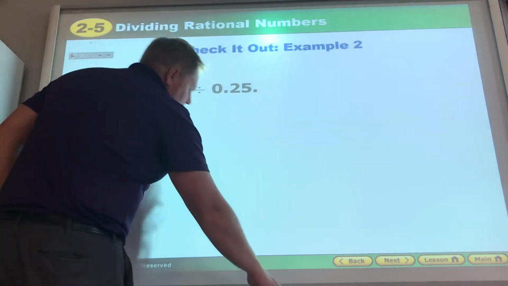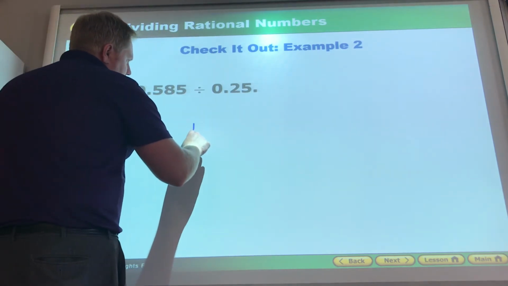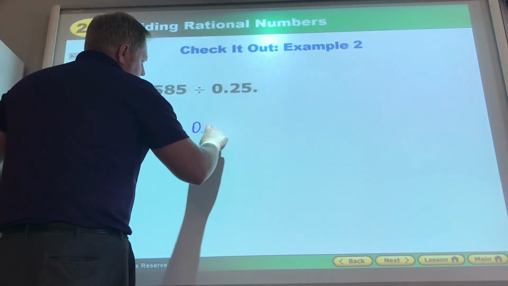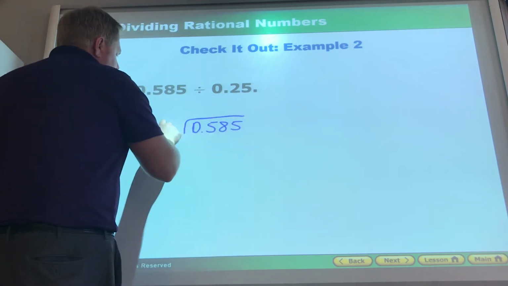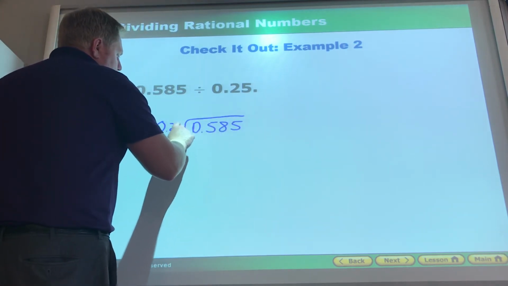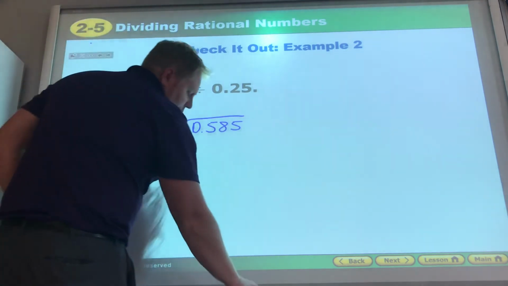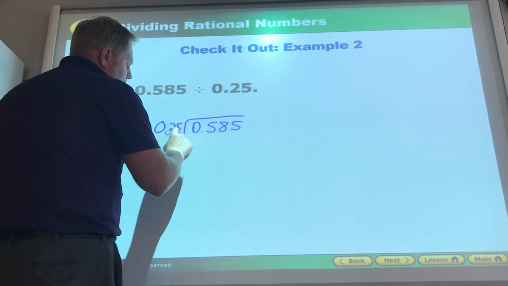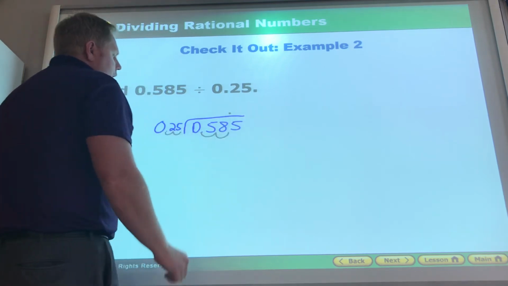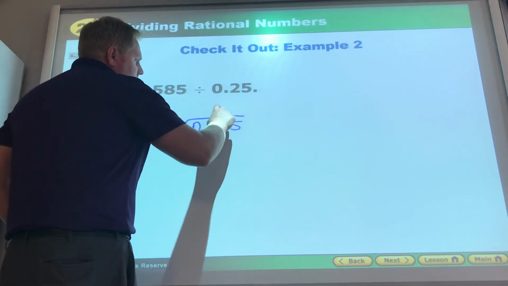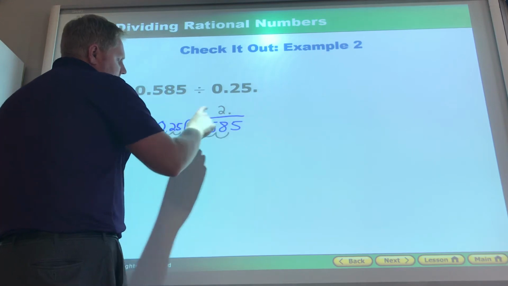Again, the first one is our dividend. It goes inside the house. The back one is our divisor. It goes outside the house. I want a whole number out here. I multiply by 100, 1, 2. Multiply by 100, 1, 2. All right, 50. So that's 25 times 2 is 50.